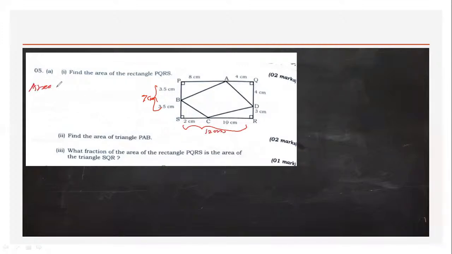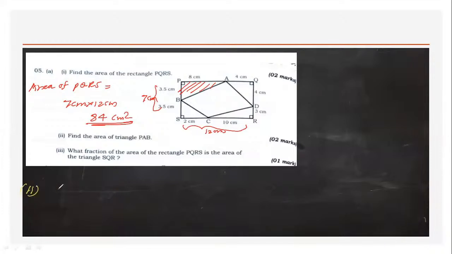Area of PQRS equals 7 centimeter into 12 centimeter, 84 square centimeter. Find the area of triangle PAB. Right. You know how to find the area of a triangle. This is the PAB triangle. Right. So I will do it here.